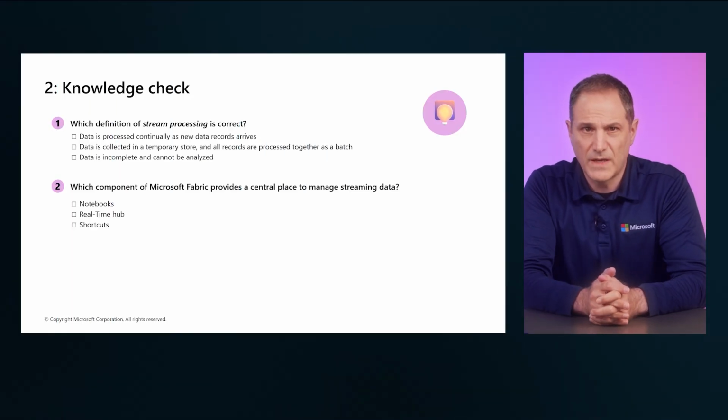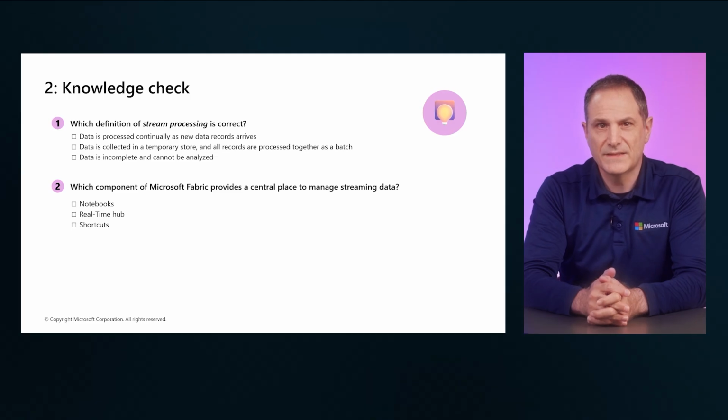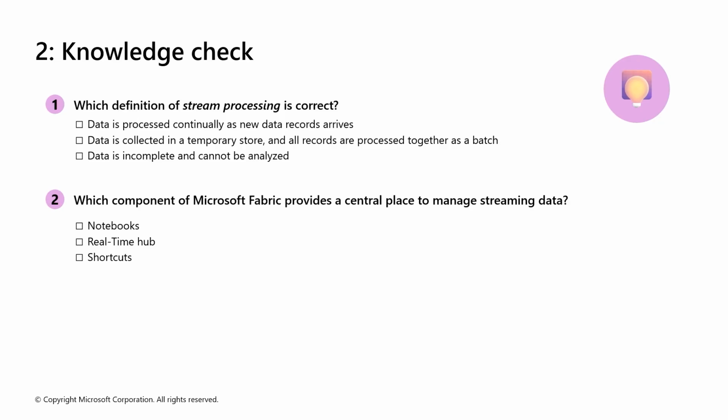Let's stop for a quick knowledge check to validate two core ideas about real-time analytics. First question, which definition of stream processing is correct? And the correct answer is that data is processed continuously as new data records arrive. That's the key distinction between streaming and batch processing. With streaming, data is handled as it flows in rather than being collected and processed later as a group.